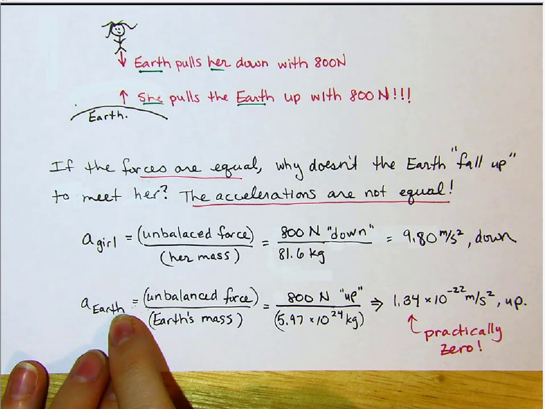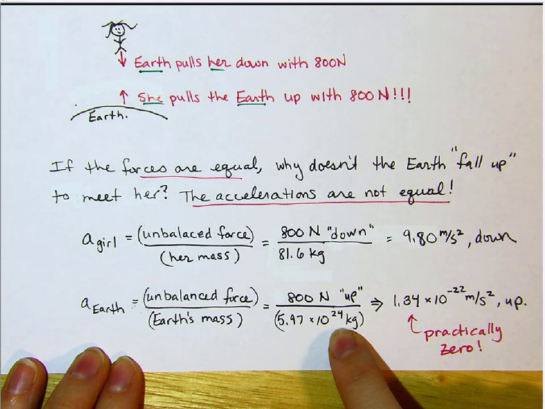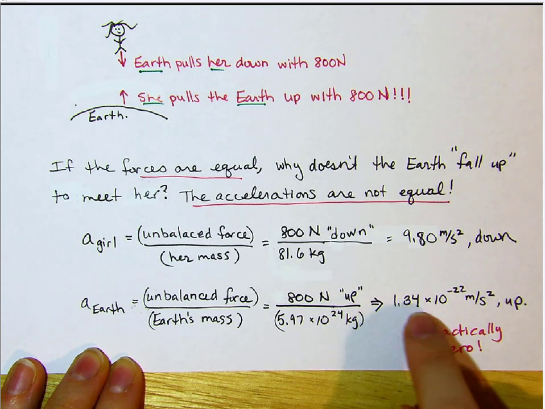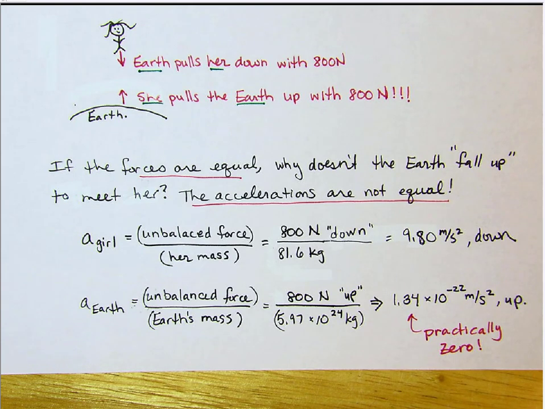Now the Earth will have an acceleration due to the 800 newtons upwards divided by the Earth's mass. And the Earth's mass is huge, and it's in the denominator, so that makes the acceleration tiny. So the Earth would technically have a teeny tiny acceleration upwards, but this number is so small we can't even measure it. We just say 0.